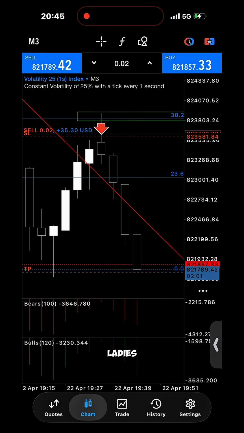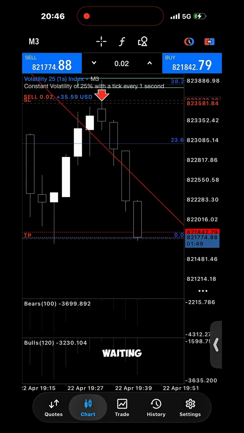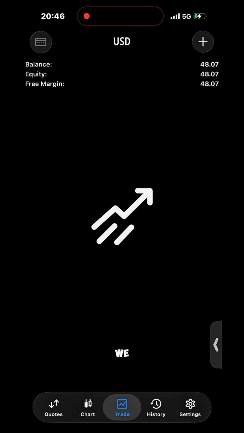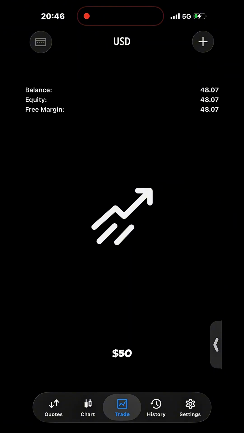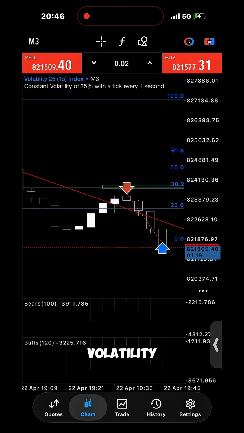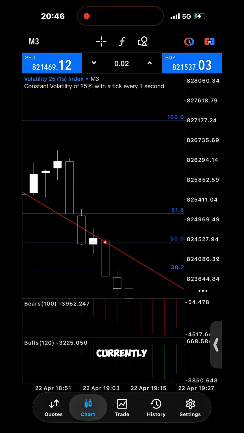Now, gentlemen and ladies, you are really close to that take profit after some time of waiting. And we've hit the take profit. Right now, we are really close to a balance of $50 on the account. I'll try to re-enter for a continuation trade on Volatility 25 1S index, but I'll need to wait for a pullback because we're currently at a support level.